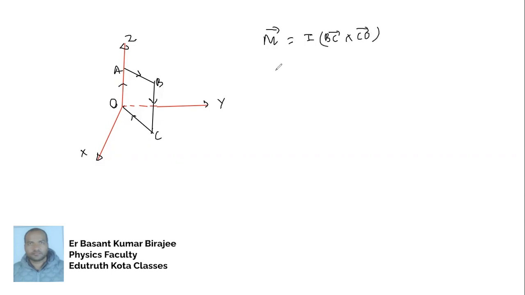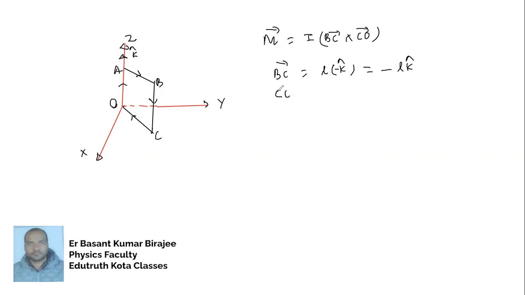And how much is the BC vector? The side length is L, and its direction is opposite to the direction of the z-axis. This is the direction of the positive z-axis, and along the positive z-axis you have the unit vector k cap. So the unit vector in the opposite direction, along the negative z-axis, is minus k cap. So you can write this as L.